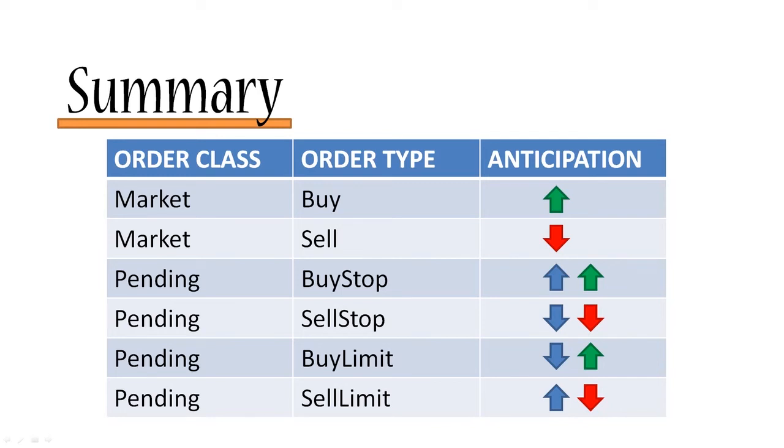Sell stop, similar. We expect the market to go down and then keep going down. Buy limit, we expect the market to go down first a little bit and then go up. And sell limit, we expect the market to go up and then go down. So that's the summary for order types.